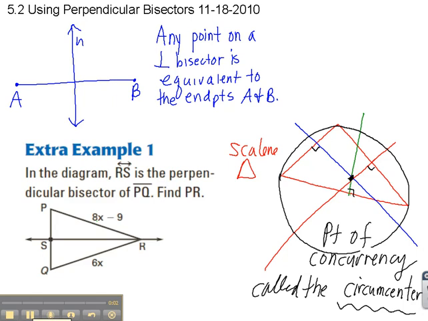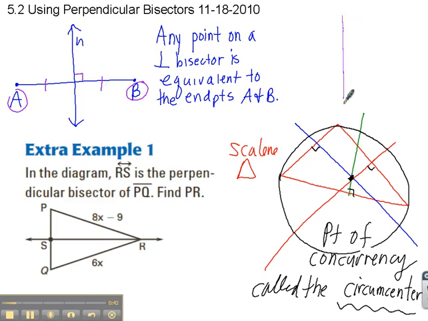Section 5.2 is using perpendicular bisectors. We have a drawing of line segment AB, and we have perpendicular bisector N. We know it's a perpendicular bisector because it is perpendicular to line segment AB, and the two sides of the line segment are congruent. We have a perpendicular bisector theorem. Any point on a perpendicular bisector is equal distance from the endpoints A and B.